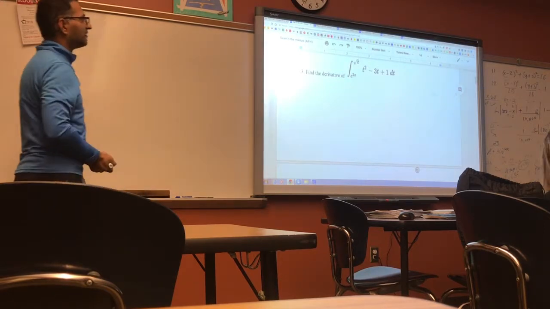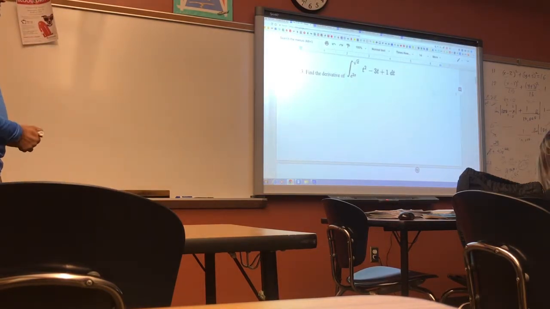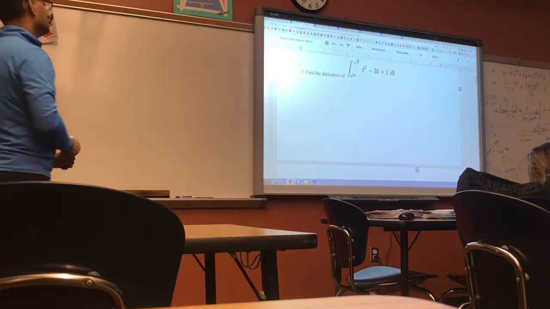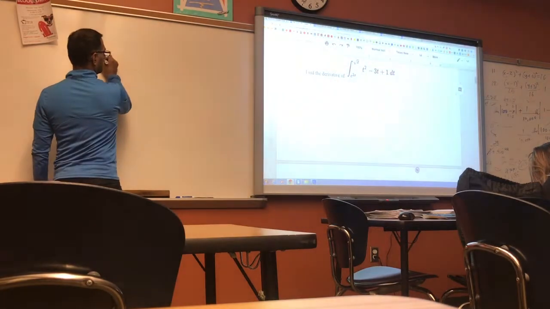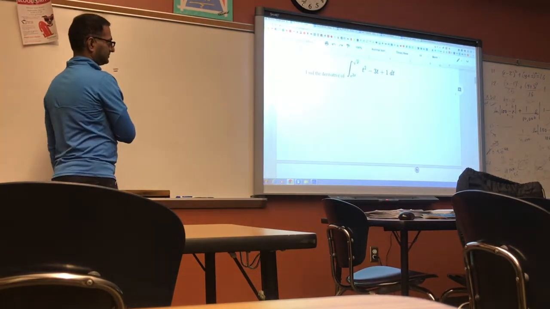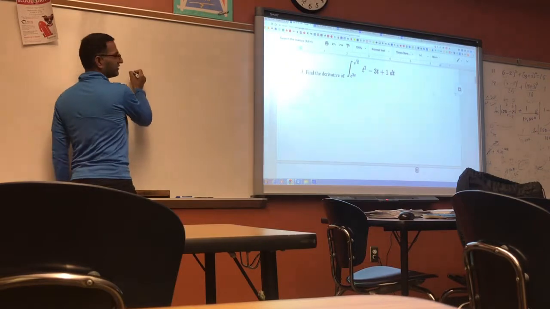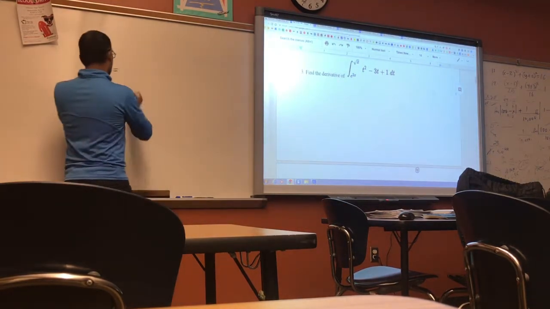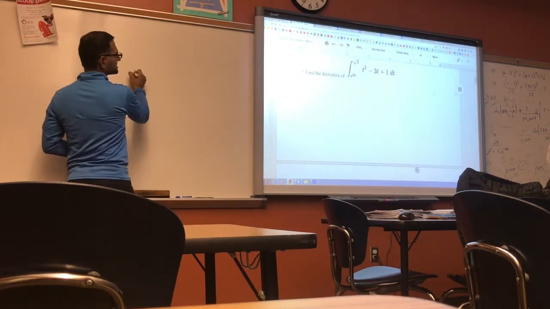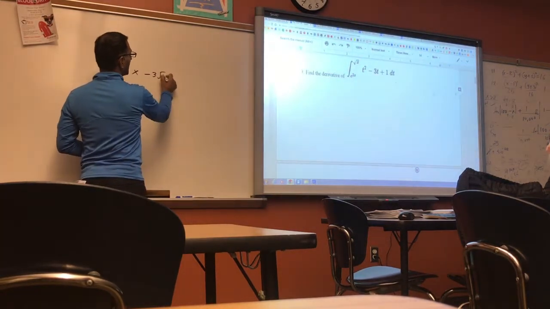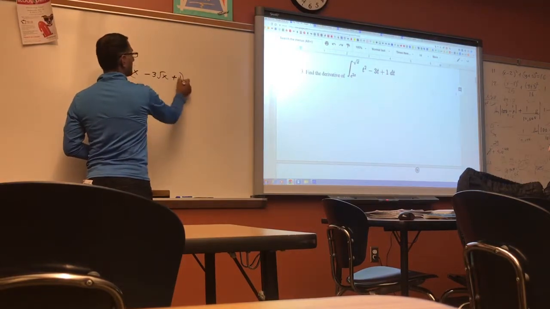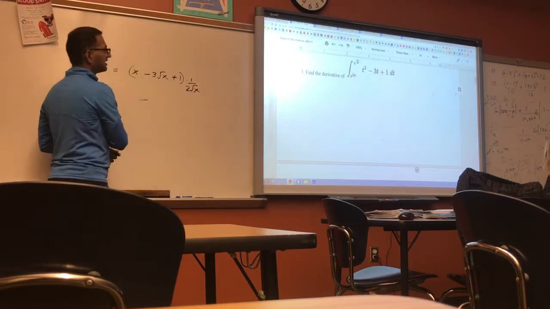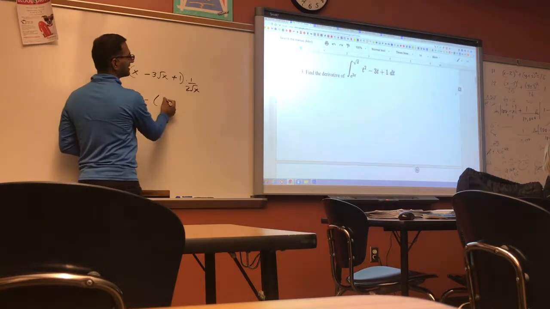It says find the derivative of that. Therefore, FTC2. We're finding the derivative of an integral. Tell me what to write. Equals g of x, exactly. For those of you who have forgotten, we plug in the upper limit times its derivative minus the lower limit times its derivative. So radical x squared becomes x minus 3 radical x plus 1, times 1 over 2 radical x, minus, careful, parentheses.